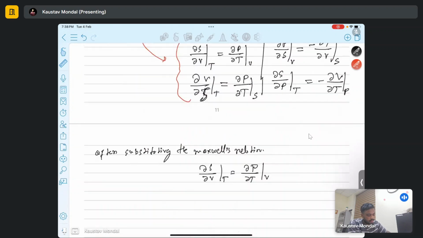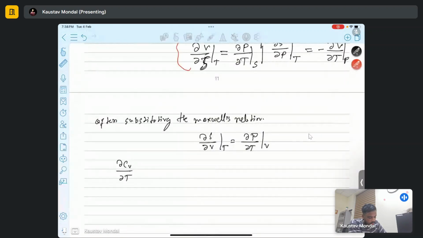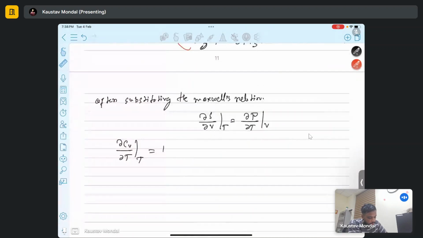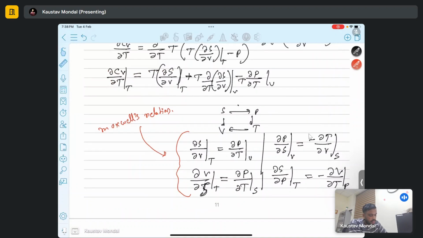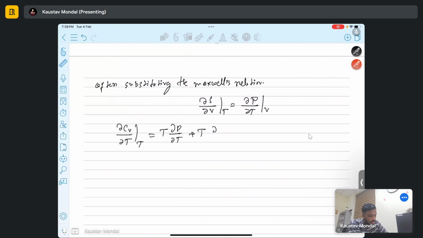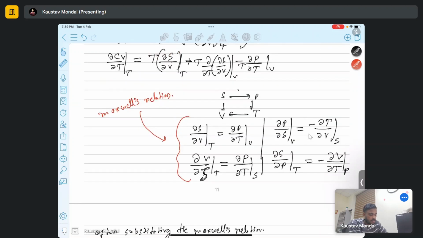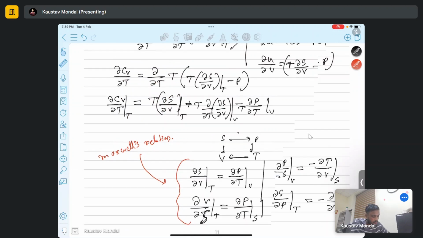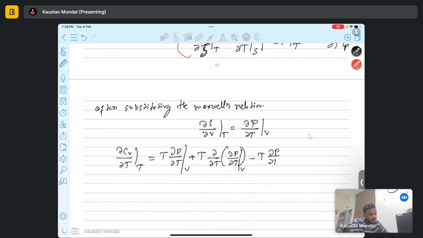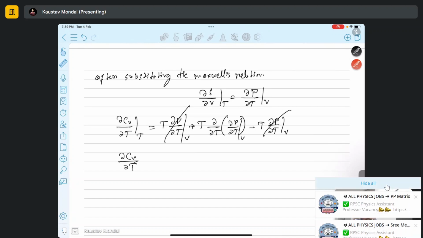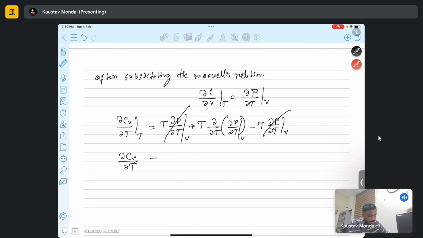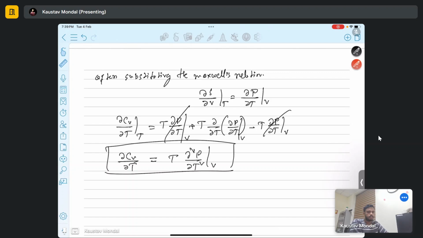After doing that substitution, what will we be getting? Del CV del T at constant T will be equal to, this simply becomes T into del S del T, plus T into del S del V, which we can also write as del P del T, right? So that will be del T of del P del T. This is volume, this is volume, minus T into del P del T at constant volume. So this term will cancel. So del CV del T basically would be T into del square P del T square at constant volume. This will be the answer you will be getting at last.